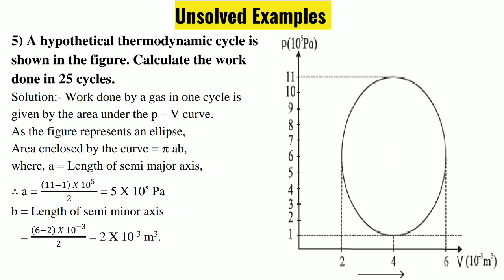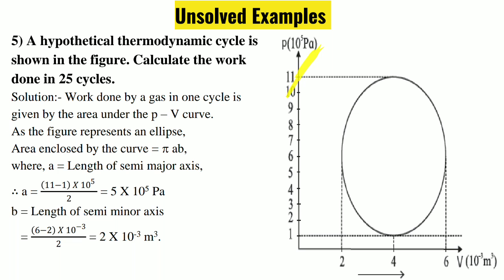For this reason, work done by the gas in one cycle is given by the PV curve. Okay, now area enclosed by the curve, or as this is an ellipse, so area enclosed by an ellipse is given by pi AB, where A is the length of the semi-major axis, and B is the length of the semi-minor axis. Okay, now try to understand, semi-major means we are considering the y-axis. Okay, y-axis. Okay, so we are taking 11.